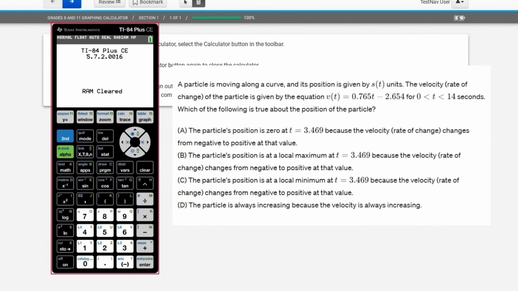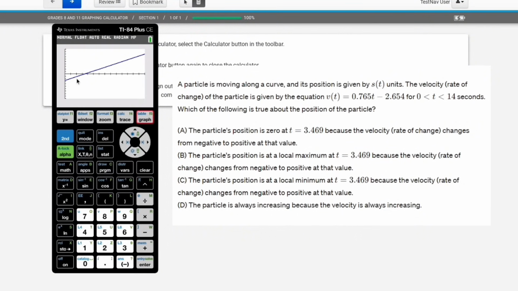All right, so we are looking at graphing that velocity function, which was pretty unpleasant, but we'll be all right. 0.765, it says t, but t is x, minus 2.654. Now, before I even graph this, we care about magic happening between 0 and 14. So let's change our window from 0 to 14, like so. Let's hit graph.